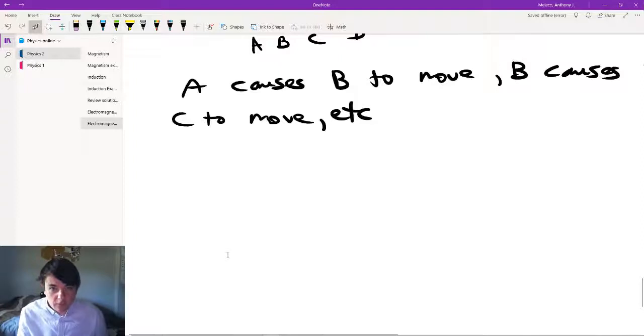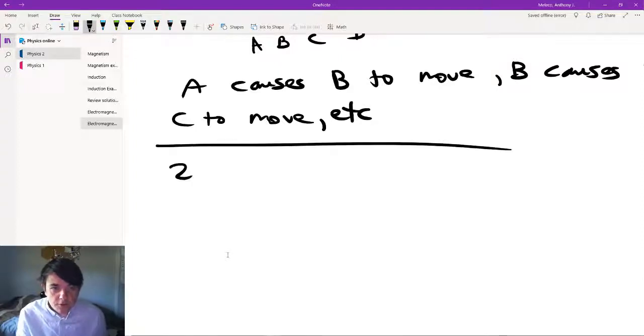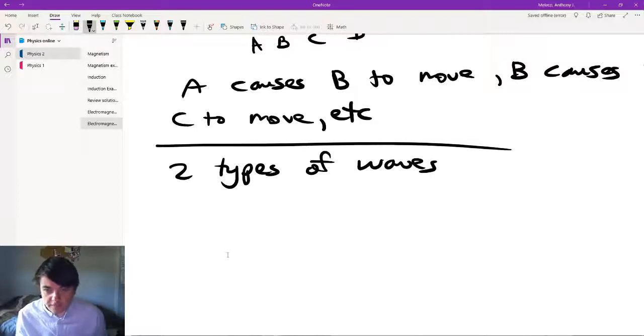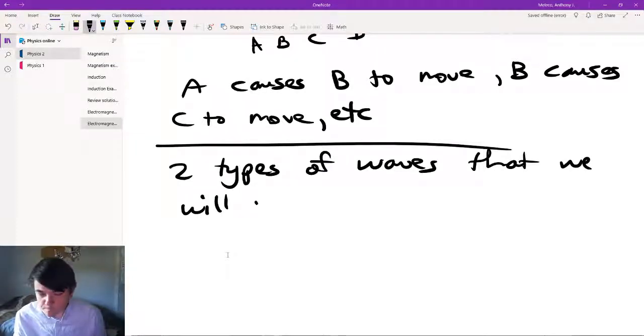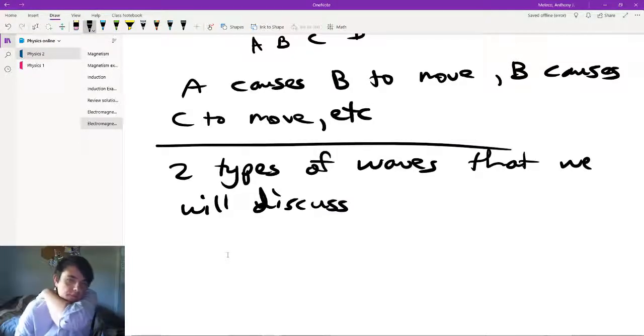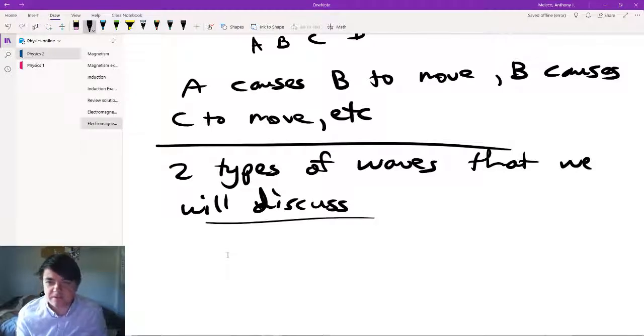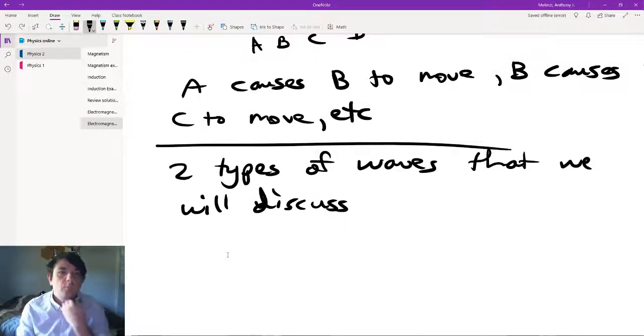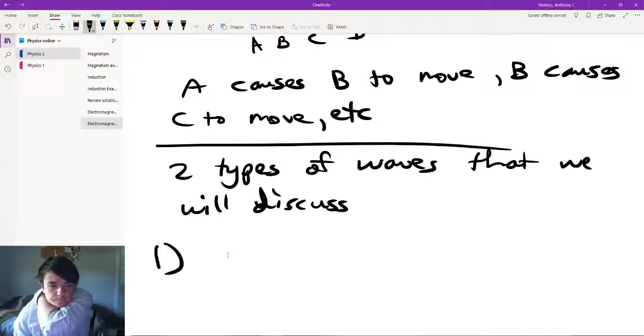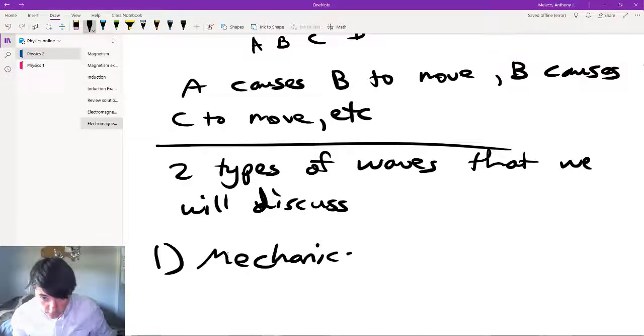Now, there are two types of waves that we will discuss. There's a couple more. One's a combination of these two, and then there's another one that's a little bit different. But there's two in this class that we will discuss. Okay. So the first one is a mechanical wave.